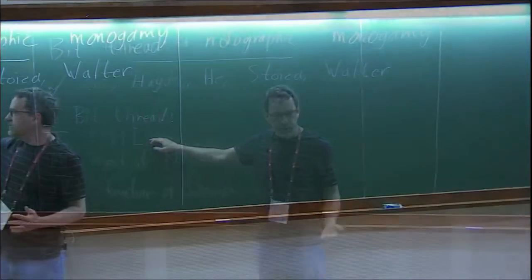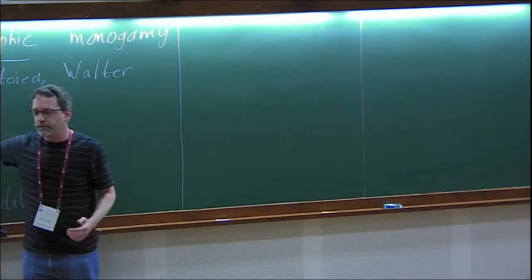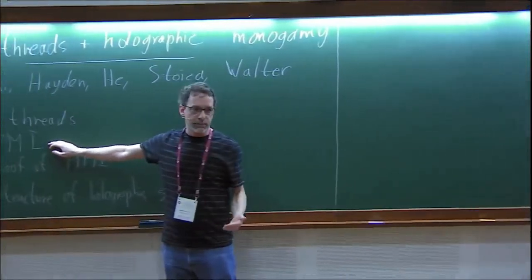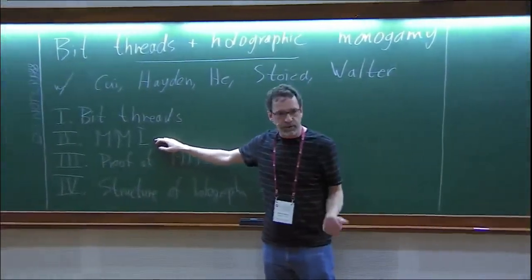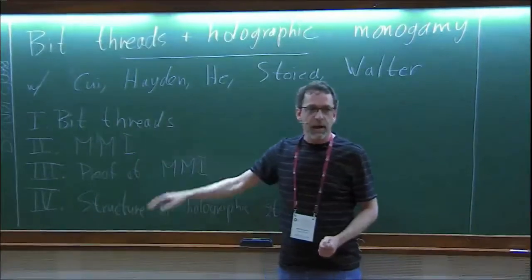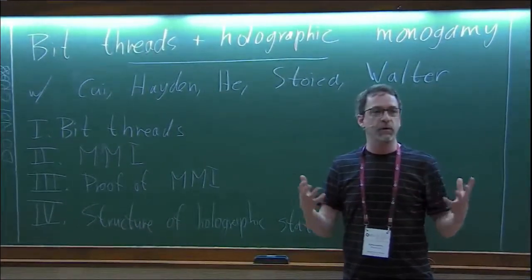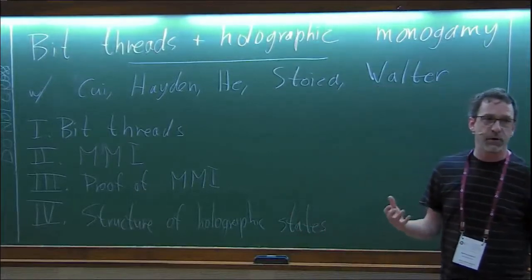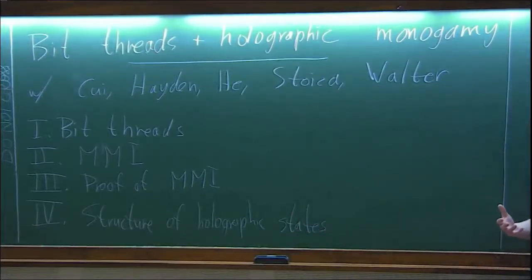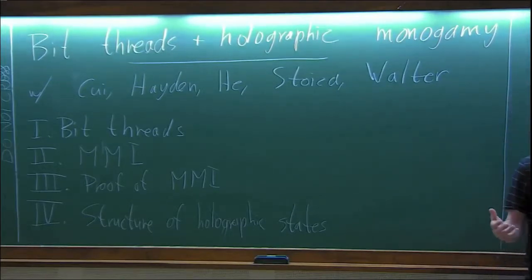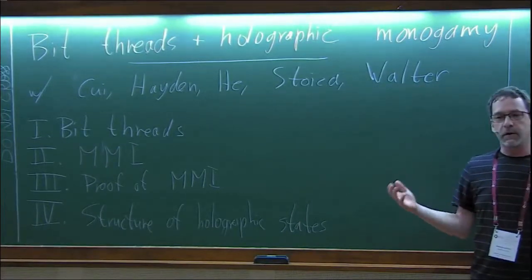MMI is interesting. I'm going to write down what it is, but it's interesting because it's not a general property of entanglement entropy. It's a special property of holographic entanglement entropy. And so the question is, what does it mean? What is it telling us about special properties of holographic states? The hope was that bit threads might illuminate that question, and for that, we would need to understand why MMI is true in the language of bit threads.